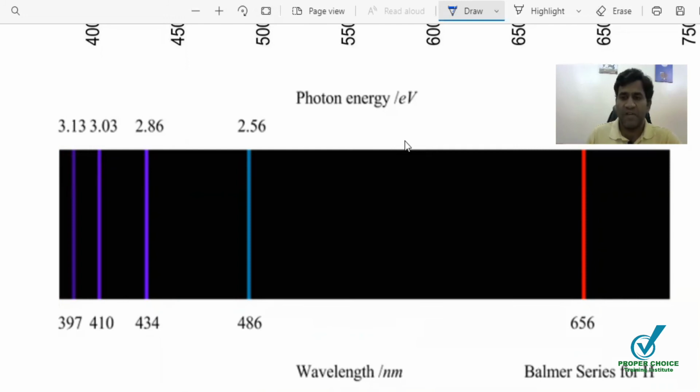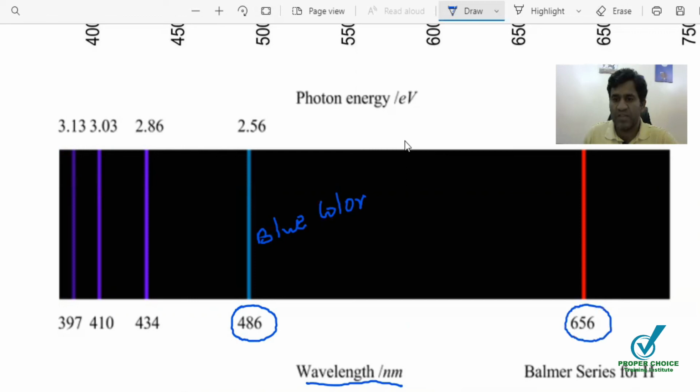For example, if the wavelength of the emitted light is 397 nanometer, you get the purple color. In our case, we got the wavelength as 486 nanometer, and a 486 nanometer wavelength is a blue color. So this is the option I'm going to choose. If the wavelength of the emitted photon is 656 nanometer, then the color emitted is red. This is how we decide based on the spectrum of the hydrogen element.